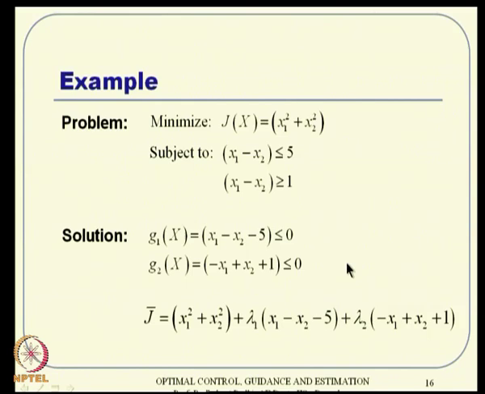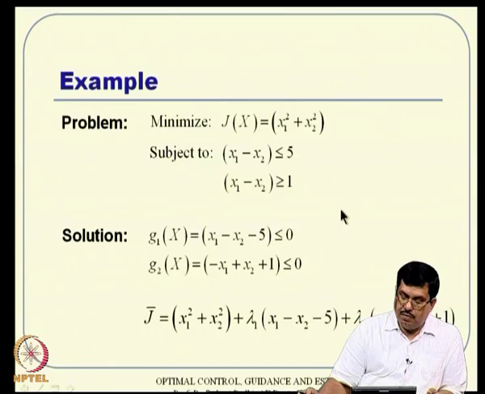Obviously, it's time for an example to get some ideas clarified. So, let us talk about this kind of an example. J of x happens to be x1 square plus x2 square, a standard problem to minimize a quadratic function, subject to these two equations: x1 minus x2 is less than equal to 5, but x1 minus x2 is also greater than equal to 1. That means the value you are looking at lies between 1 and 5. In that segment, whatever minimization you talk about, can we derive it analytically?